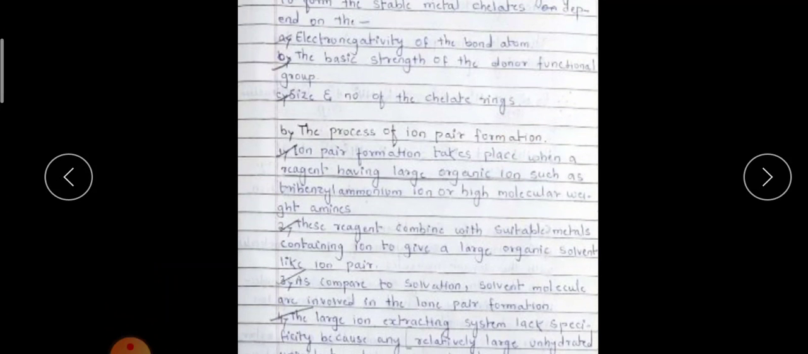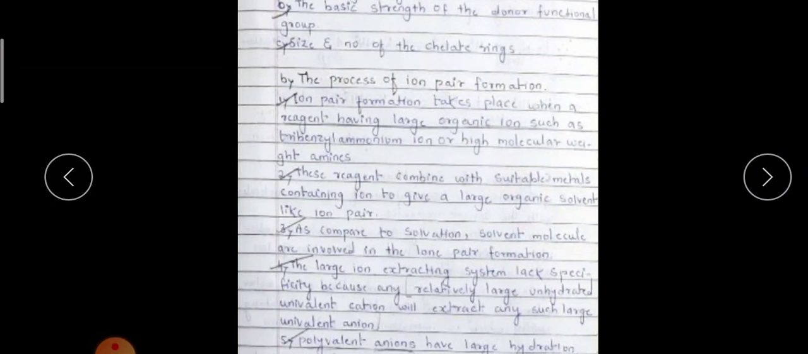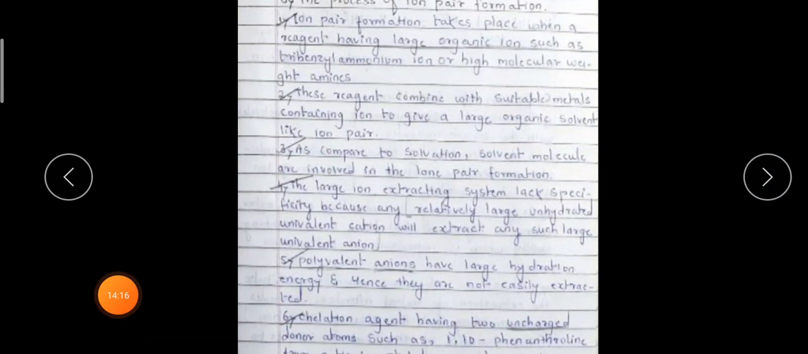Then we talk about the process of ion pair formation that takes place with reagents having large organic ions such as the tribenzyl ammonium ion or high molecular weight amines. These reagents combine with the suitable metal containing ions to give a large organic solvent soluble ion pair. The large ion extracting system lacks specificity because any relatively large unhydrated univalent cation will extract any such large univalent anion. That we have seen about this particular reaction. You have to write about the ion pair formation.